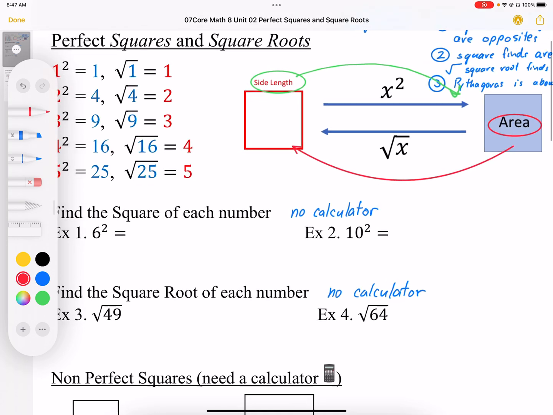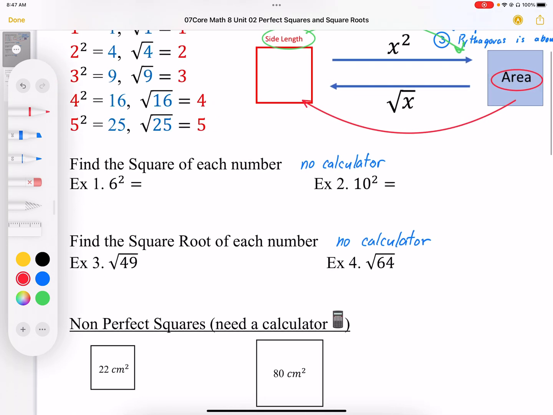So when we do these calculations, when we have 6 squared, we're talking about a side length of 6, and 6 squared is going to give me the area. So there's 6 by 6, so my area is going to be 36. That is a perfect square.